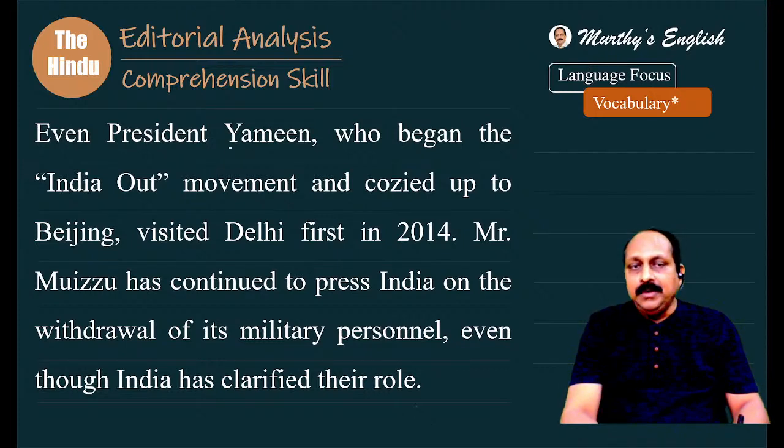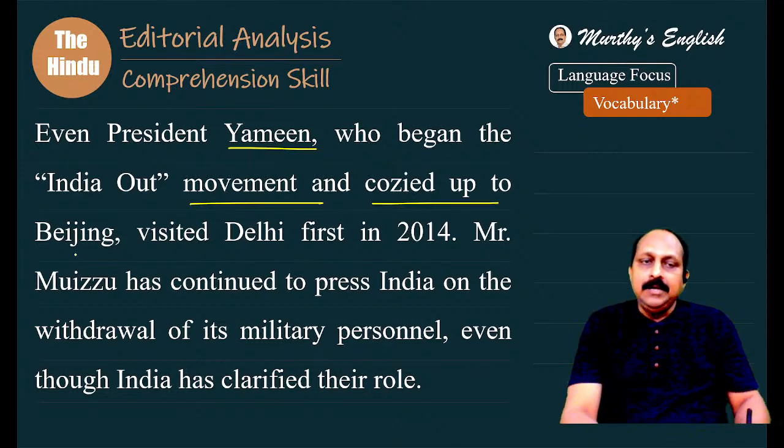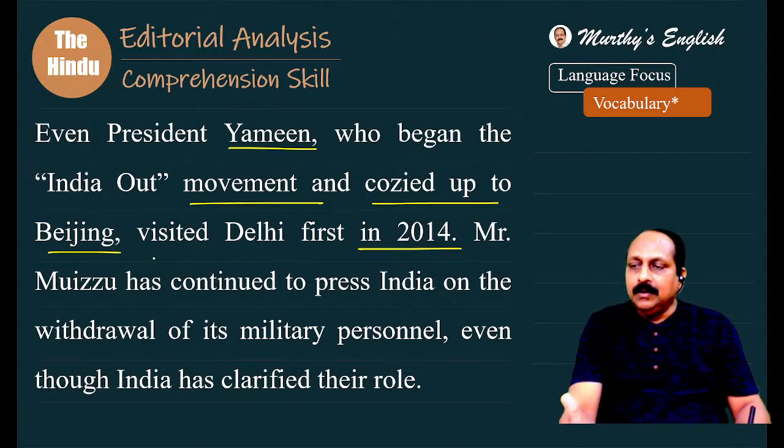Even President Yameen, who began the India Out movement and cozied up to Beijing, visited Delhi first in 2014. Another president, he also took the India Out slogan, he began that movement, but still he cozied up to Beijing, means very comfortable with Beijing, China. In spite of all that, he visited Delhi first in 2014.